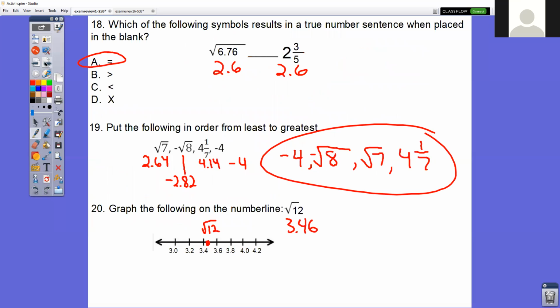In question number 18, less than, greater than, or equal to, change it into a decimal, change it into a decimal. You end up with 2.6 and 2.6. Those are clearly equal to each other.